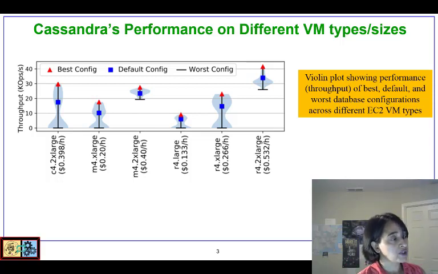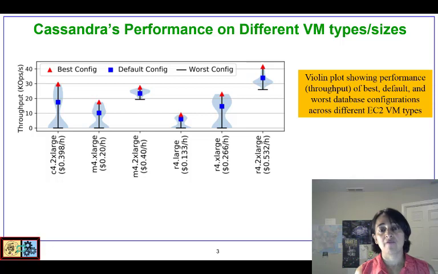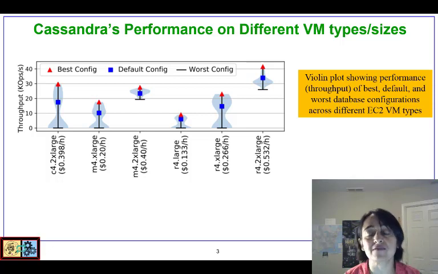So in this, we profile Cassandra's performance on different VM types or instances. And we show a violin plot for the performance, that is throughput, of the best, default, and worst database configurations across different EC2 VM types. To do this, we benchmark one Cassandra server with a 30-minute trace from one of 3 workloads on 6 different EC2 VM types. And for each type, we use 300 different database configurations selected through grid search.